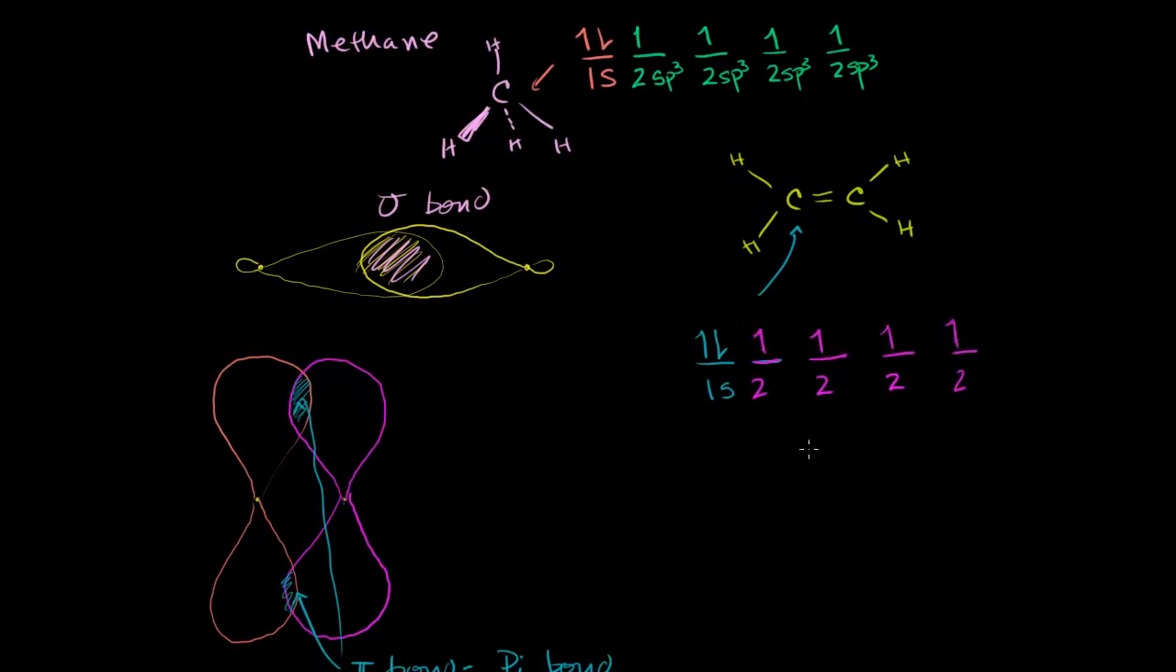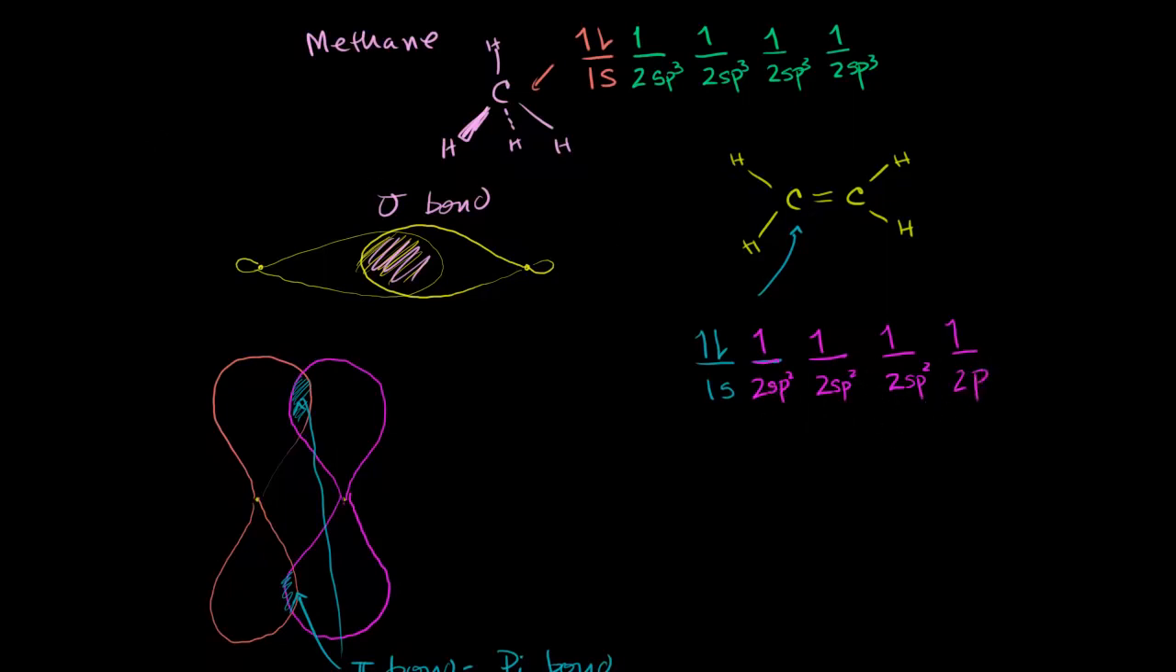But in this situation, instead of all of them being a mixture, 1 part s, 3 parts p, the s mixes with 2 of the p orbitals. So what you have is 2sp2, 2sp2, 2sp2 orbitals. You can imagine that the s orbital mixes with 2 of the p orbitals. So now it's 1 part s, 2 parts p. And then one of the p orbitals stays by itself.